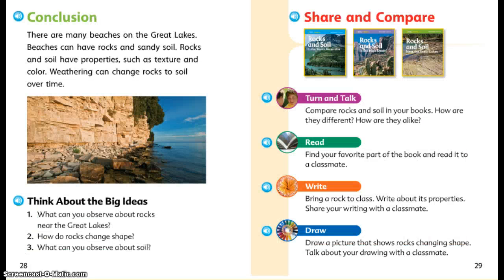Conclusion. There are many beaches on the Great Lakes. Beaches can have rocks and sandy soil. Rocks and soil have properties such as texture and color. Weathering can change rocks to soil over time.